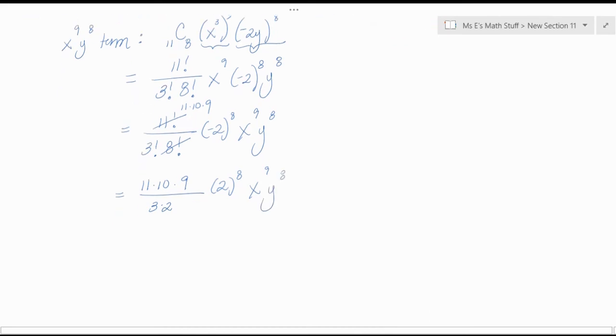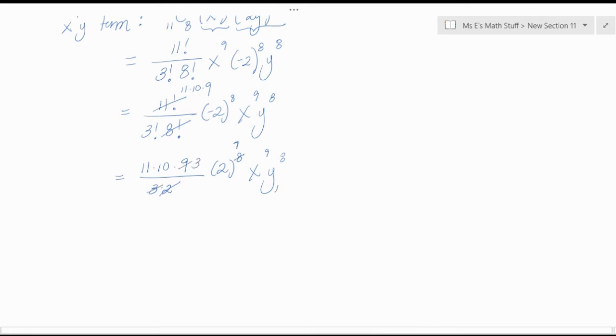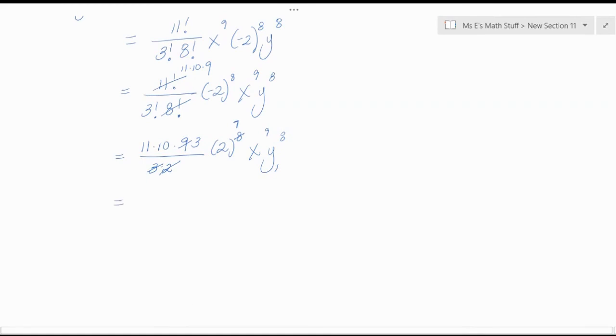Okay. Now let's cancel stuff. This 2 would definitely take one of these 2's out, so the math just got a little easier. That 3 would cancel with the 9, so you just have a 3 now. That's lovely. So we end up with 11 times 10 times 3, which would be 330. And then we just have to multiply that by 2 seven times, and we'll totally have it.